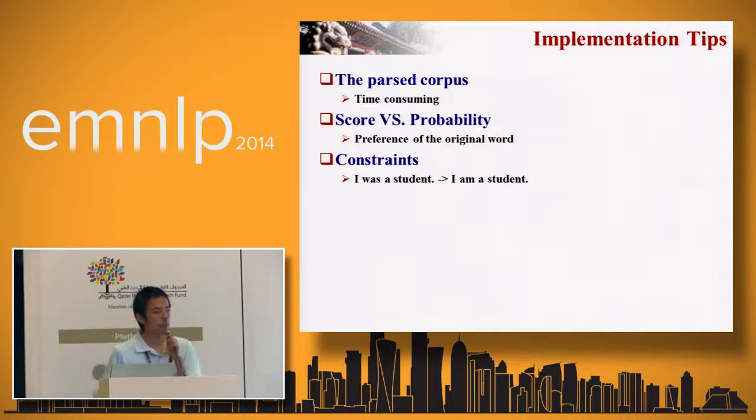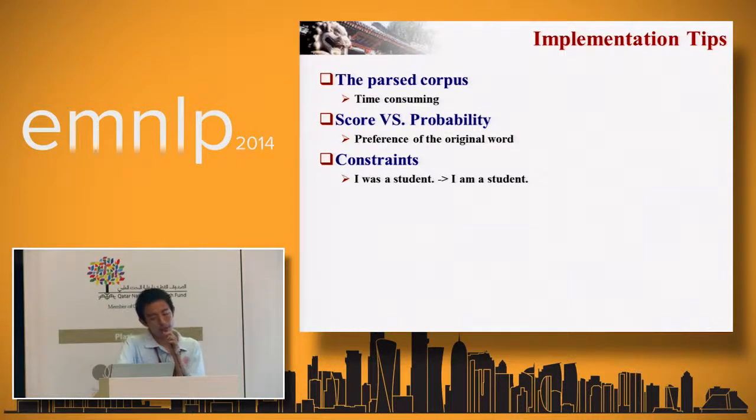So, some implementation details. The first is parsing the corpus. It's quite time consuming. I think everyone here is quite familiar with parsing, but if you want to get accurate dependency parsing results, parsing is quite time consuming. Usually we parse millions of sentences, and it takes many days to parse them. We use multi-threading and finally got the result.